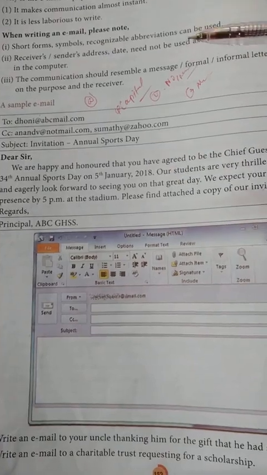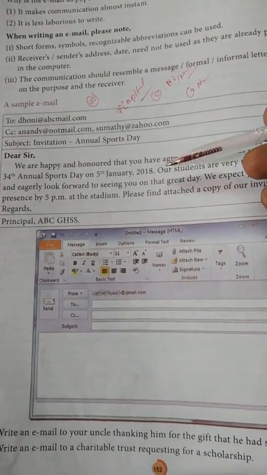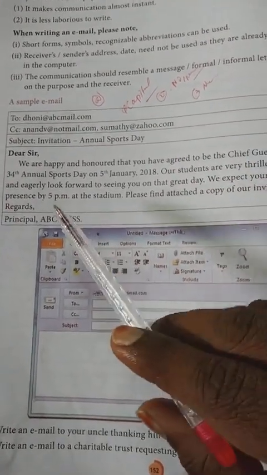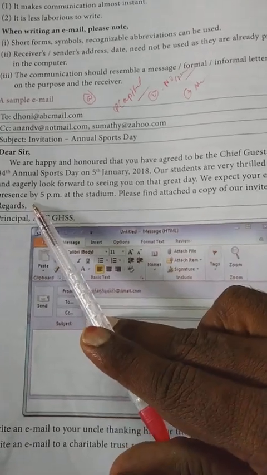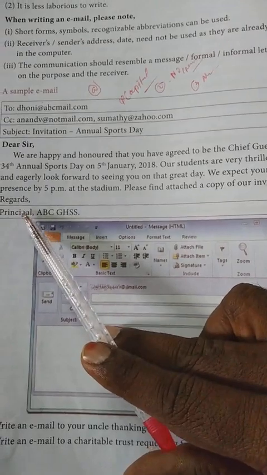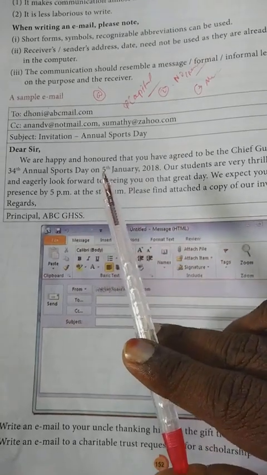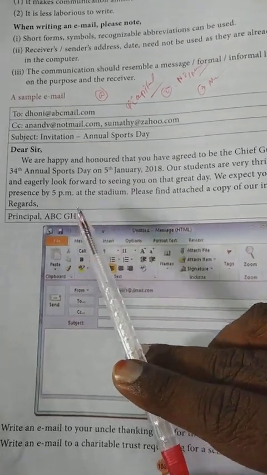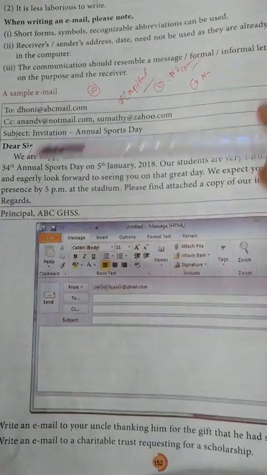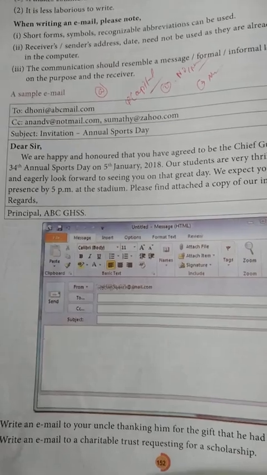Then you write the letter body, so that you can bring it over here. It can be short and crisp. And finally you use regards, followed by the name of whom the email is sent from. It is sent from the principal, ABC higher secondary school, girls higher secondary school, or government higher secondary school. So these are things to be remembered while you are writing an email.